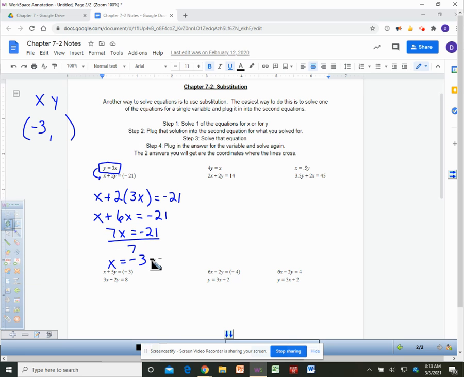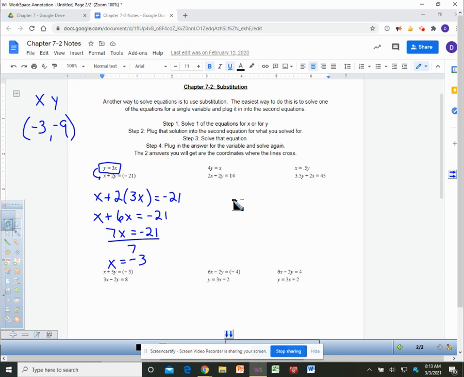Now, to find my y value, I'm going to take this and see how I have that equation that I solved at the beginning. I'm going to plug this into that equation. So y equals 3 times negative 3. And that gives me negative 9. So that would be my answer, negative 3, negative 9. That's all it takes to do. Okay? A few steps. There's no graphing involved. If I were to graph this, this is where those 2 lines would cross, negative 3, negative 9.